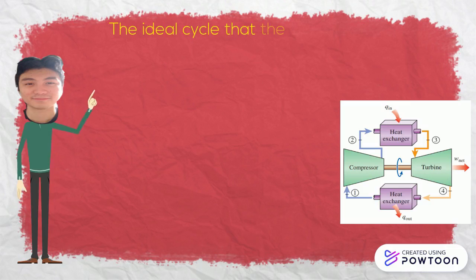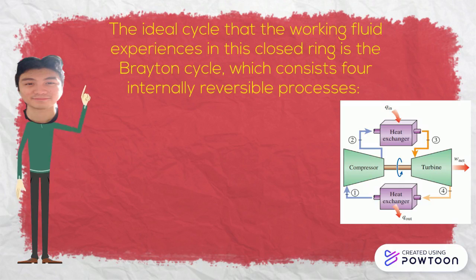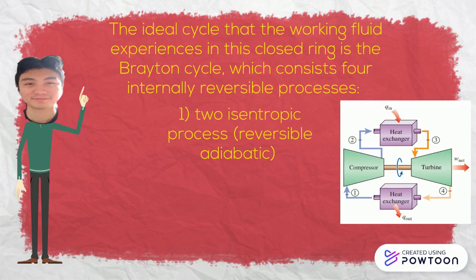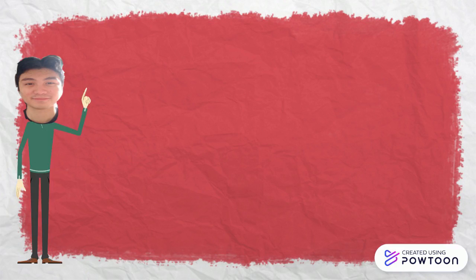The ideal cycle that the working fluid experiences in this closed loop is the Brayton cycle, which consists of 4 internally reversible processes, which are 2 isentropic processes or reversible adiabatic and 2 isobaric processes or constant pressure. From the closed gas turbine cycle, each state is described.